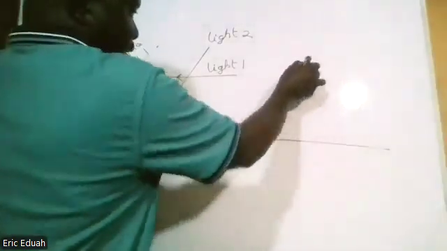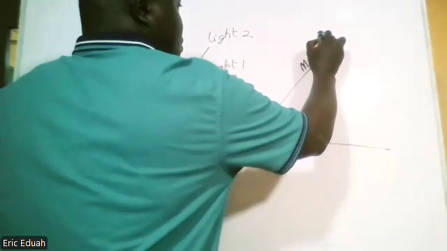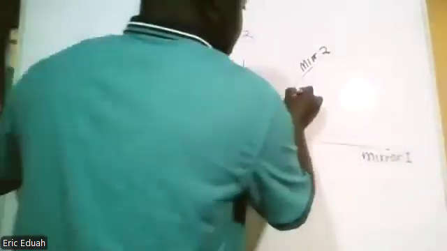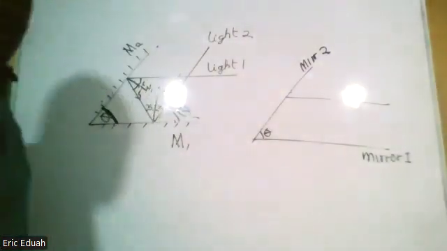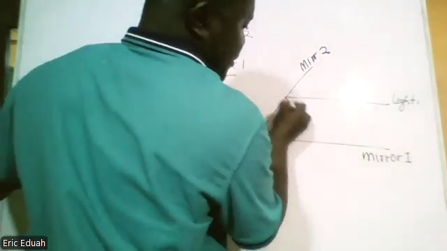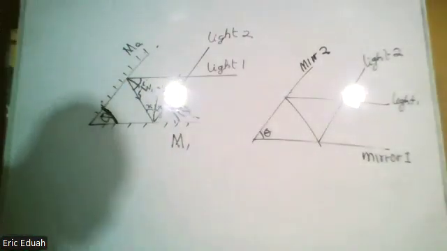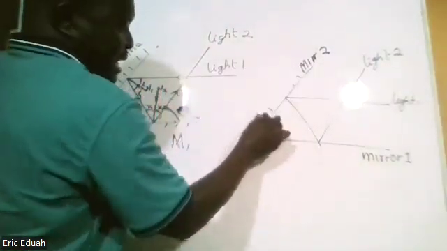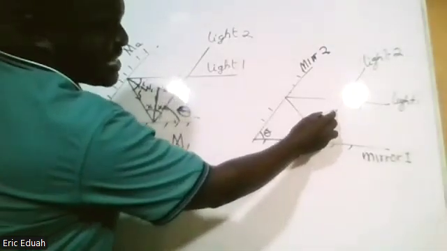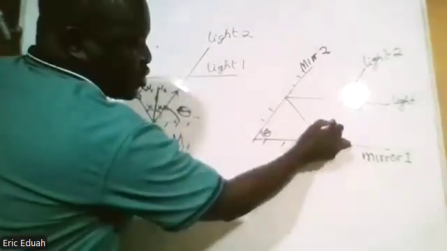Let me redraw it here. This is theta. This is mirror 1 and mirror 2. Light ray 1 is parallel to mirror 1. So this is light 1. After 2 reflections, we have light ray 2, which is also parallel to mirror 2. The angle between the mirrors is theta. Now, this is what I'm saying. Because mirror 2 and light 2 are parallel, if the angle between the two mirrors is theta, this angle must also be theta.